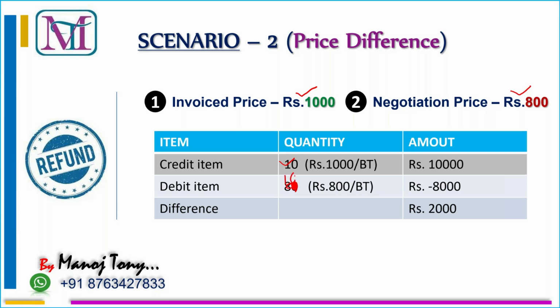This will also be 10. There is no change in quantities. So we have charged 1000, here we have to charge 8000, per quantity 800. So again here we have to refund 2000 amount to the customer. So here we have to change the price.